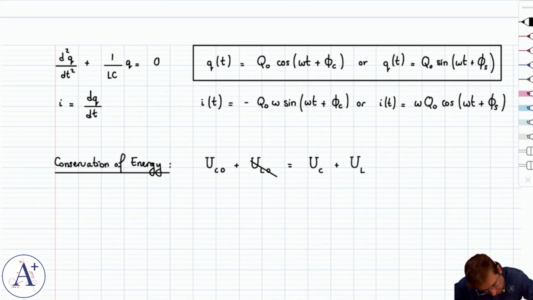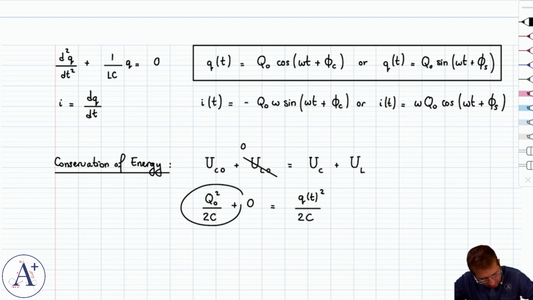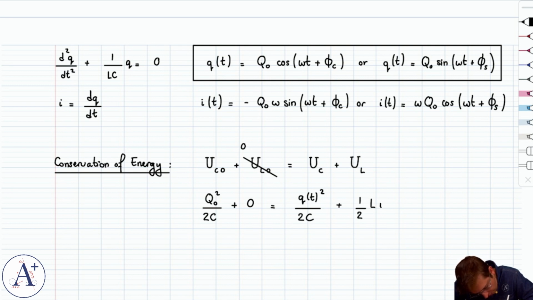And again, there is no energy stored in the inductor initially because there's no current going through the inductor before you close the switch. And all of the energy is stored in the capacitor because it carries all of the charge Q0. So we have Q0 squared over 2C plus 0 is equal to, well, what is the expression for UC and for UL? There are a few versions you can write for UC, but maybe you would write Q of t squared over 2C to keep the same formula that you had here, plus 1/2 L I of t squared.